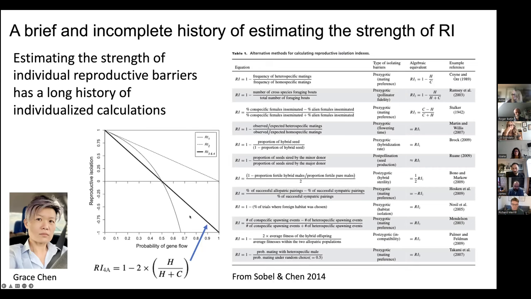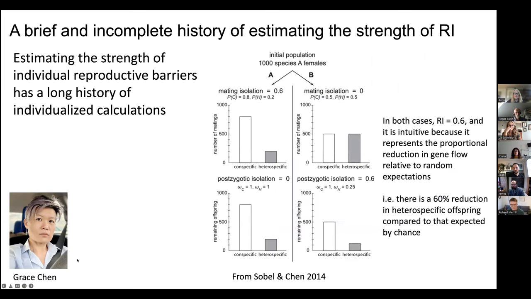estimating strength of barriers that had an intuitive sort of appeal, because it was this linear formulation: when there's random mating, at 50% conspecific and heterospecific mating, you would get no gene flow, and you'd get complete isolation at one. But then when you get all the way over to the negative side, it's also at negative one. And so you had this nice linear formulation.